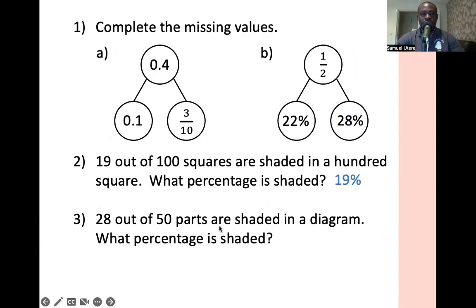Next, we're asked 28 out of 50 parts are shaded in a diagram. What percentage is shaded? Well, we know that percentage means out of 100, but in this case, it is out of 50. So I think we're going to have to double that one. So remember, if we write this as a percentage, this will be 28 out of 50. But percentage is out of 100. So we're going to have to double that one. So we double the denominator and we double the numerator.